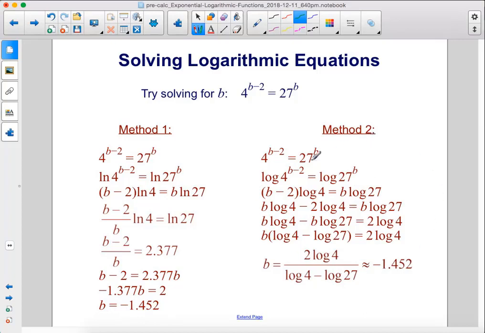In method 2, we're going to take the log of both sides, bring the exponents down to become coefficients. We're going to multiply log 4 times b and negative 2. Then we're going to subtract b log 27 from both sides to get it on this side. And we're going to add 2 log 4 to both sides to get 2 log 4 over here. Now we're going to take out that b and bring it out front. And we have log 4 minus log 27. We're going to divide both sides by log 4 minus log 27. And we get this, which we can put into a calculator, and we get the same result, negative 1.452.